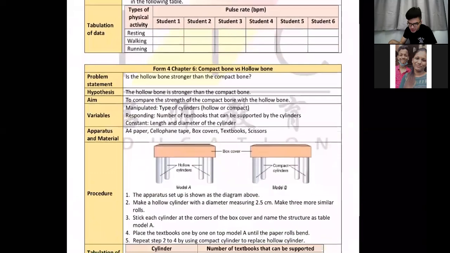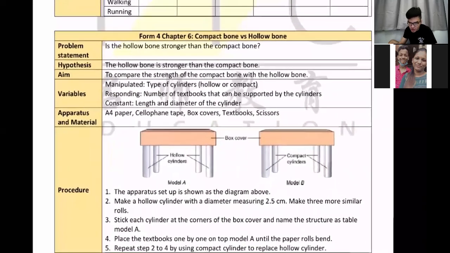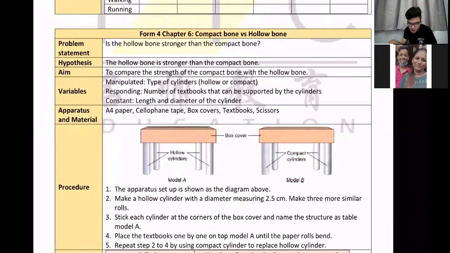All right, and the next one, this one is a different chapter already. Compact bone versus hollow bone. So what would be your MV? That would be the type of bone, right? Your bone is your MV. What is your RV? The strength. Okay, the RV is the strength of the bone. How strong are they? So you see, the problem statement is a bit different. They say, is hollow bone stronger than compact bone? You know why? Because there's only 2 types of bone, compact and hollow. So they should really write it in.